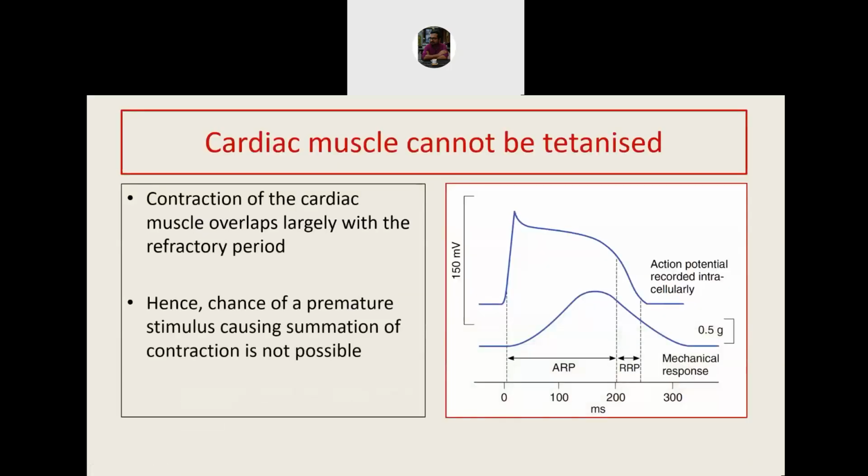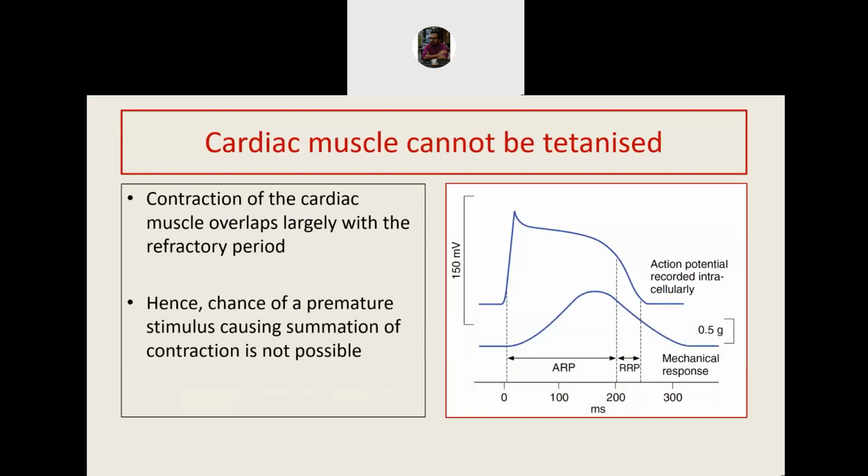So I hope that these properties were well understood. We now move on to the question of why cardiac muscle cannot be tetanized. Tetanization means summation of contraction to the level where there is a permanent contraction. So tetany will occur when the impulse comes during the contraction of one muscle.